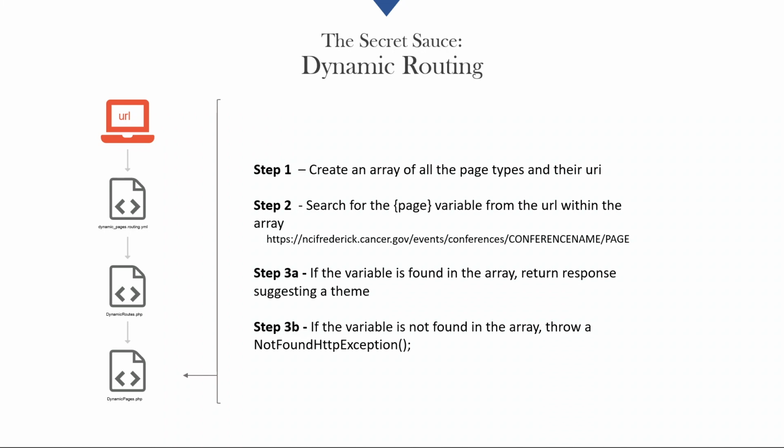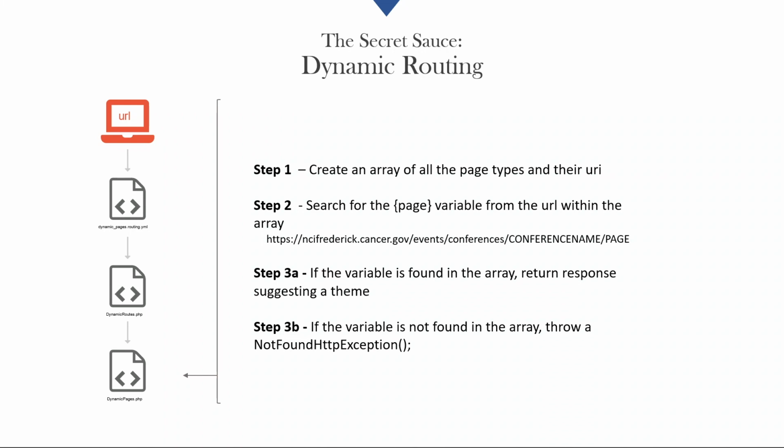I think that this also is an important thing to say, that all of our themes have an attached pre-process function and a Twig template. That's the way this all works. I'm gonna elaborate on that in the next slide. And the other alternative is, if the value is not found within that array, we are returning a not found HTTP exception. So we are actually telling Drupal that we reached a 404 page.